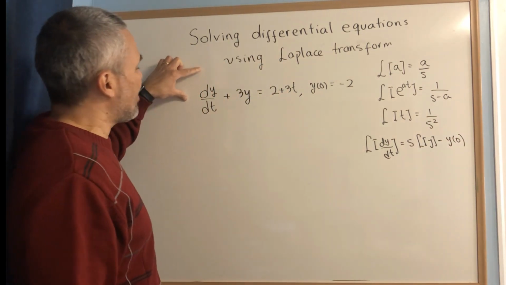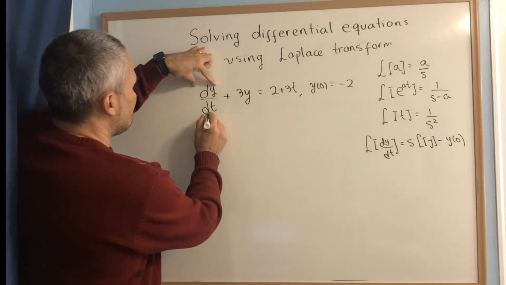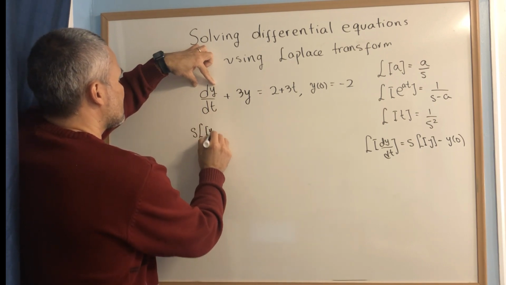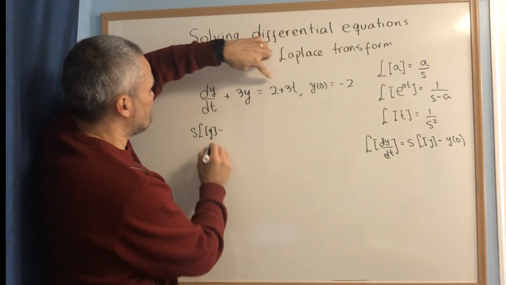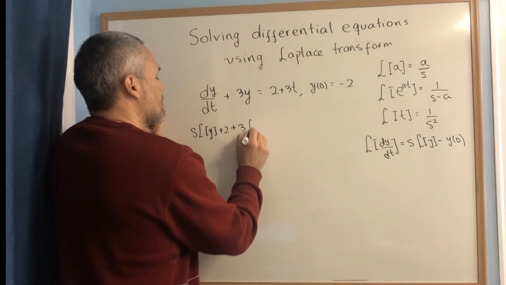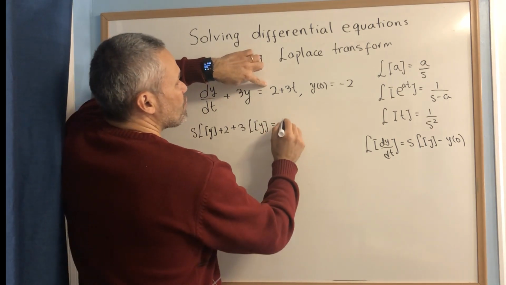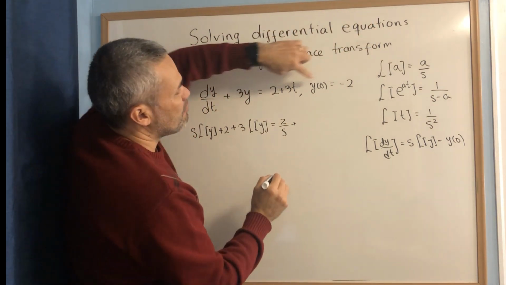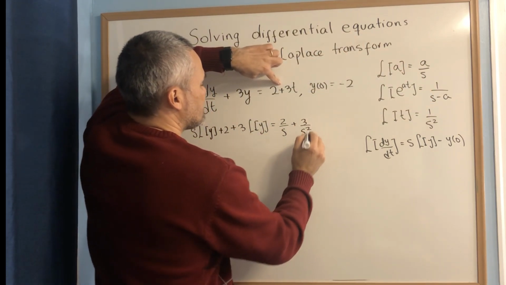Then we compute the Laplace transform of both sides of the equation. We use this property to say that the Laplace transform of the derivative is s times the Laplace transform of y minus y of 0. But y of 0 is negative 2, then it is minus negative 2, which is plus 2. And then plus 3 times the Laplace transform of y equal to the Laplace transform of 2. Using this property, we get that this is 2 over s, and the Laplace transform of t is 1 over s squared. Then we get 3 over s squared.